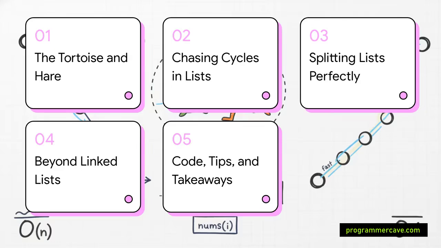So here's the plan. We'll kick things off with this simple story, the tortoise and the hare. Then we'll see how that helps us chase down cycles and lists. After that, we'll use it to split lists right down the middle, explore how it works on problems that aren't even linked lists, and finally, we'll wrap up with some code, tips, and the big takeaways.